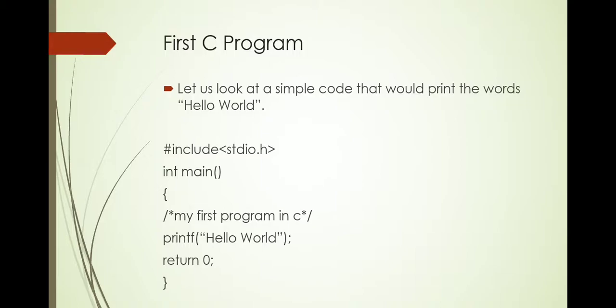The first C program. We are going to see the first C program to print hello world. In the first line you have to type #include <stdio.h>, which is the preprocessor directive. Next, int main. Now printf is an output statement. In printf, write hello world. You have to return something. Here we are returning 0.